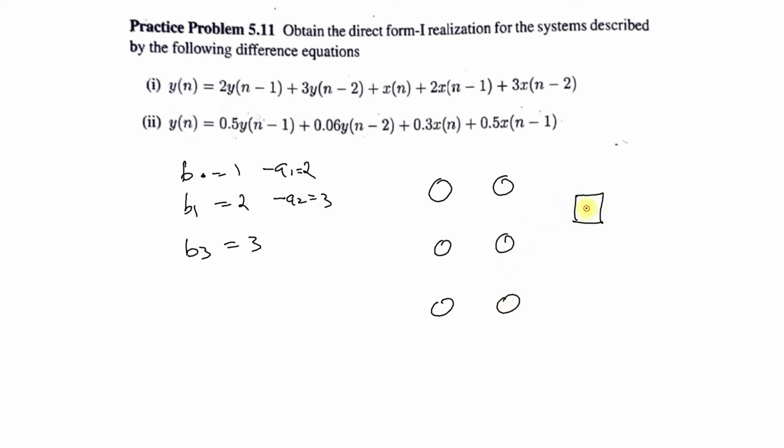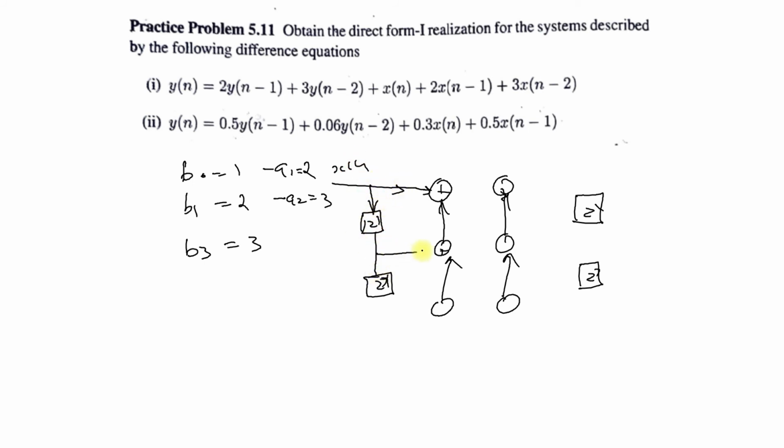Now we know that we have third order on both sides, the input as well as the output side. Then draw the delays, these are the orders, put the arrow marks, then from the input side we have x of n, and on the output side you have y of n.